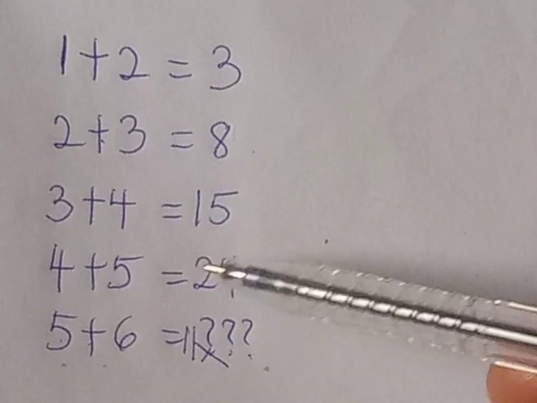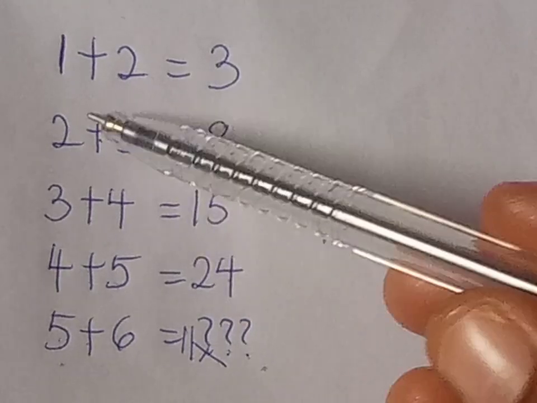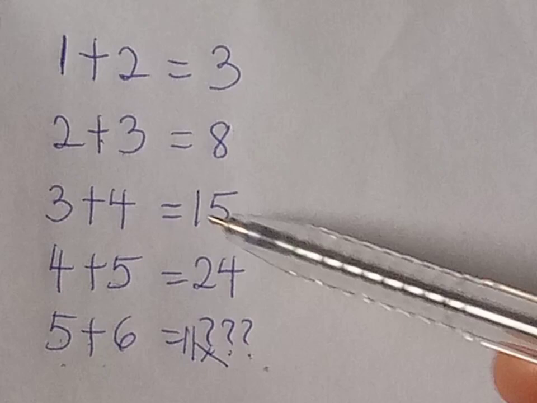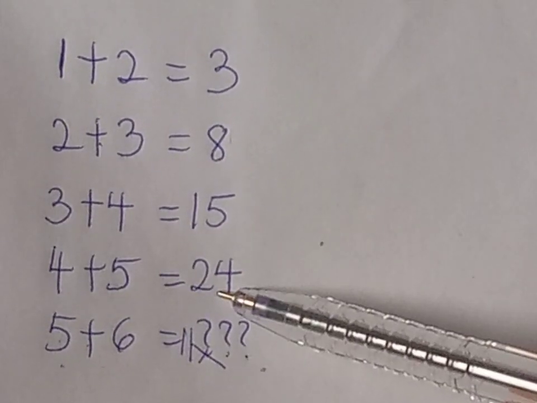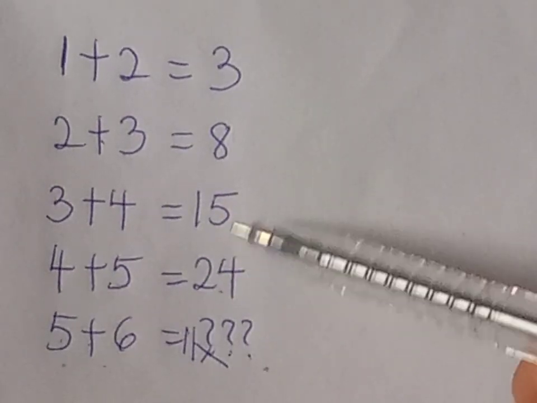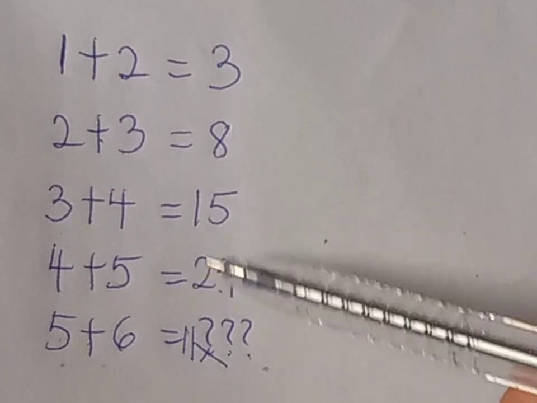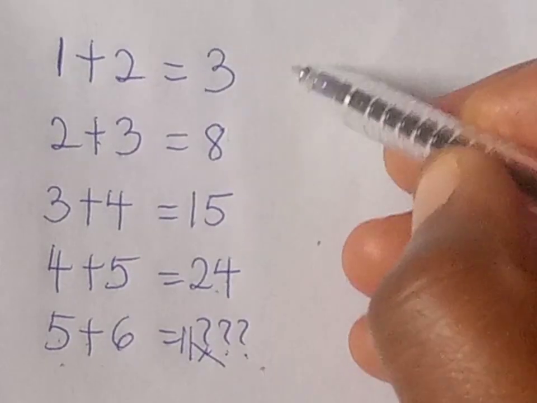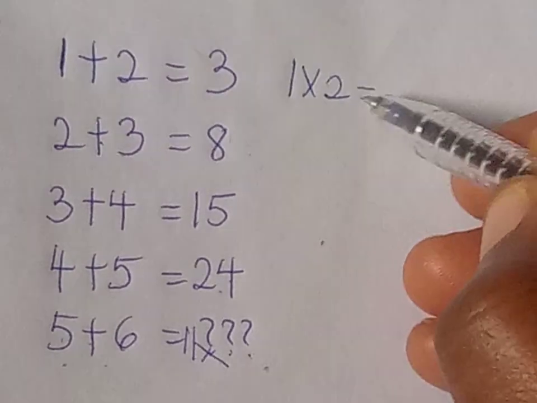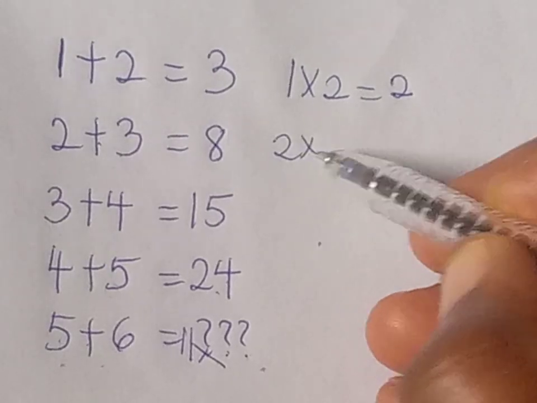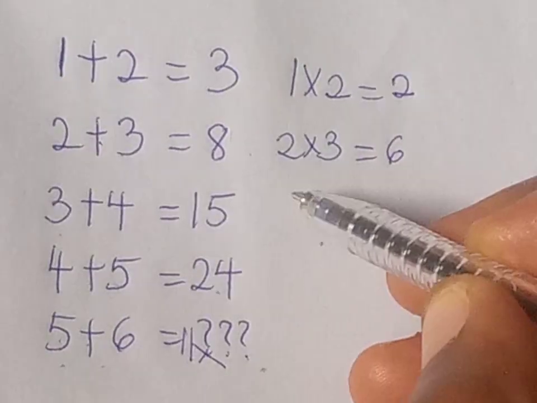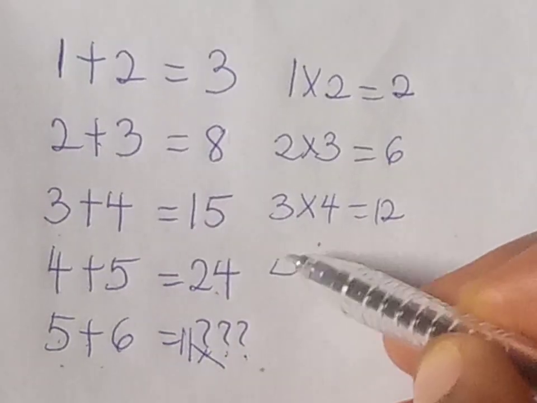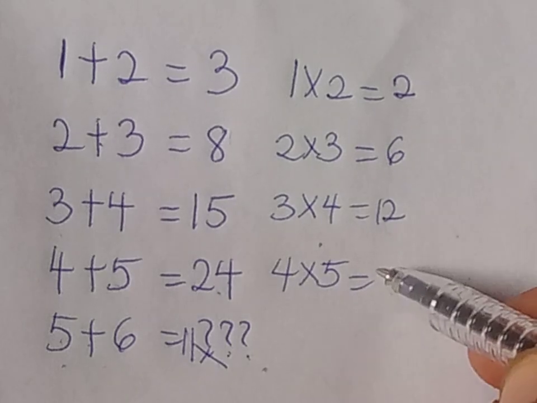Now let's take a look at the equation again. 1 plus 2 equals 3, 2 plus 3 equals 8, 3 plus 4 equals 15, 4 plus 5 equals 24. Now, do you notice something interesting here? The first thing is what? Let's multiply the numbers by themselves. So we have what? 1 multiplied by 2 will give us what? 2. 2 multiplied by 3 will give us 6. 3 multiplied by 4 will give us 12. 4 multiplied by 5 will give us what?